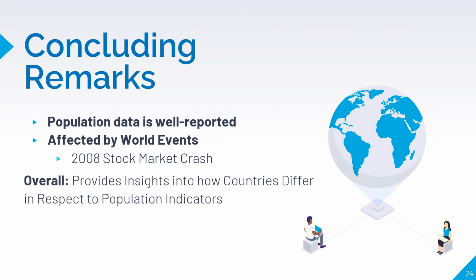Overall, the population subset in the World Bank dataset provides insights into how countries differ in terms of population total, population density, number of air passengers, amount of hospital beds, and GDP. These numbers present common themes for certain countries. However, they can be affected by world events such as the 2008 market crash.